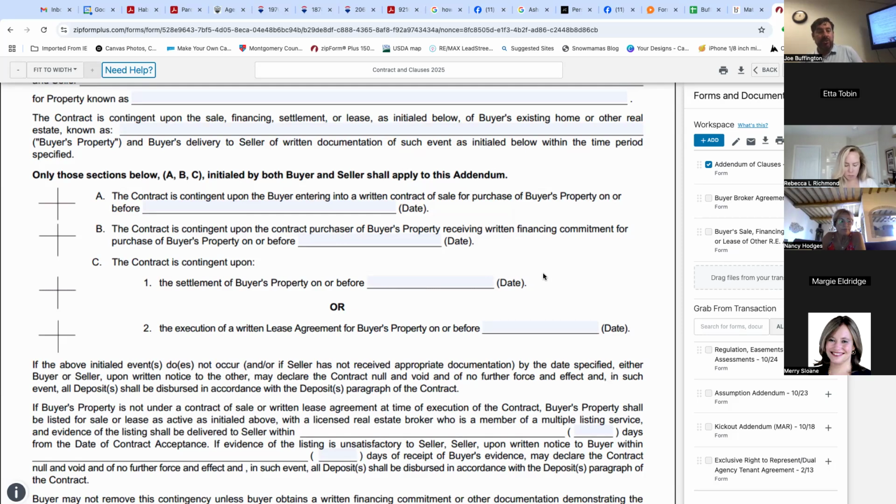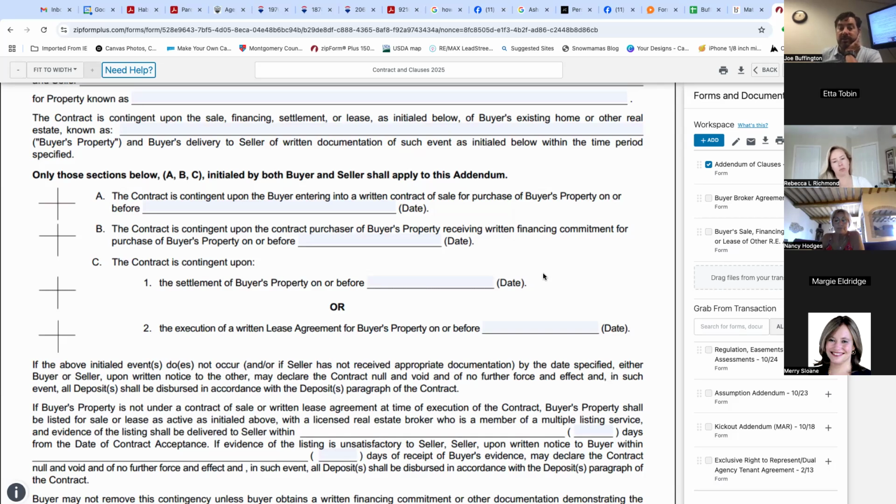As a listing agent, you may want A, may want a number in there that says you've got to get this thing under contract within 10 days, 15 days. But they can get it under contract, and it's still, they haven't gotten through their inspections, anything like that. So this doesn't address inspections.